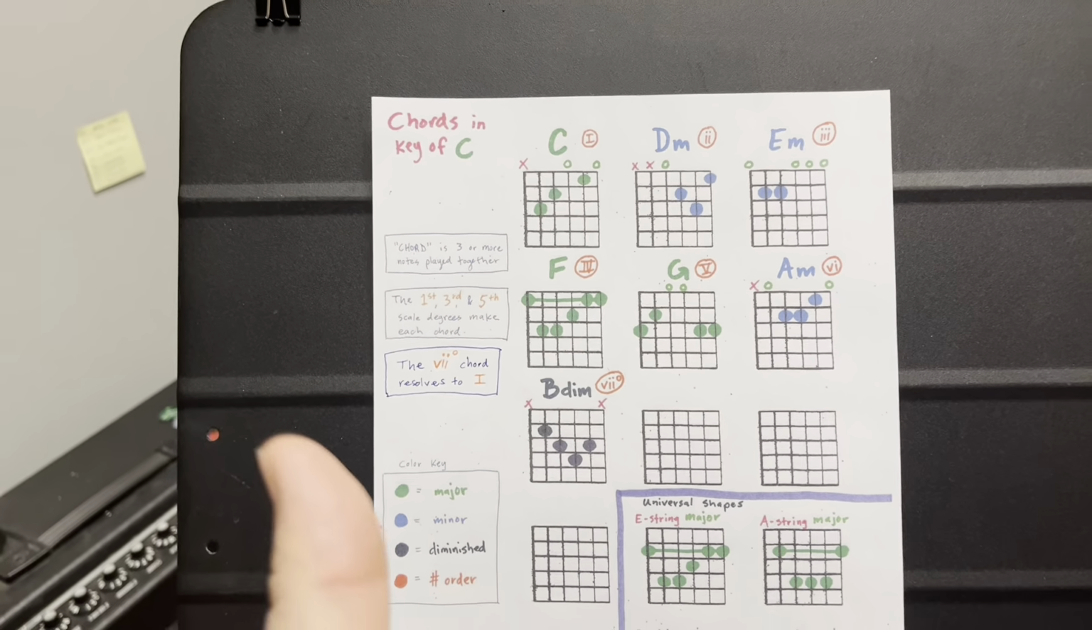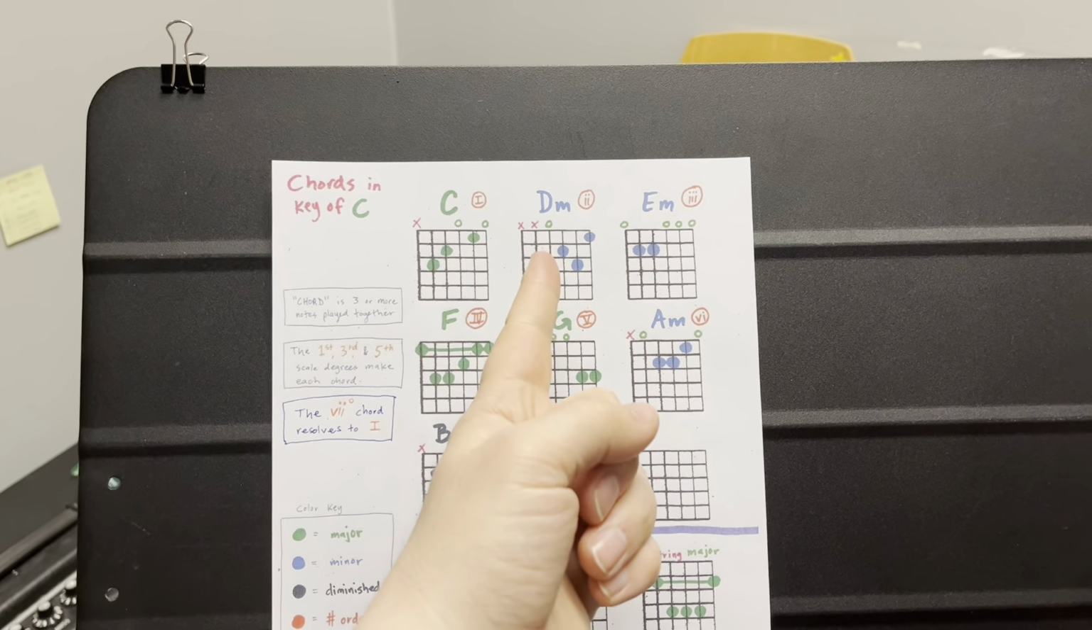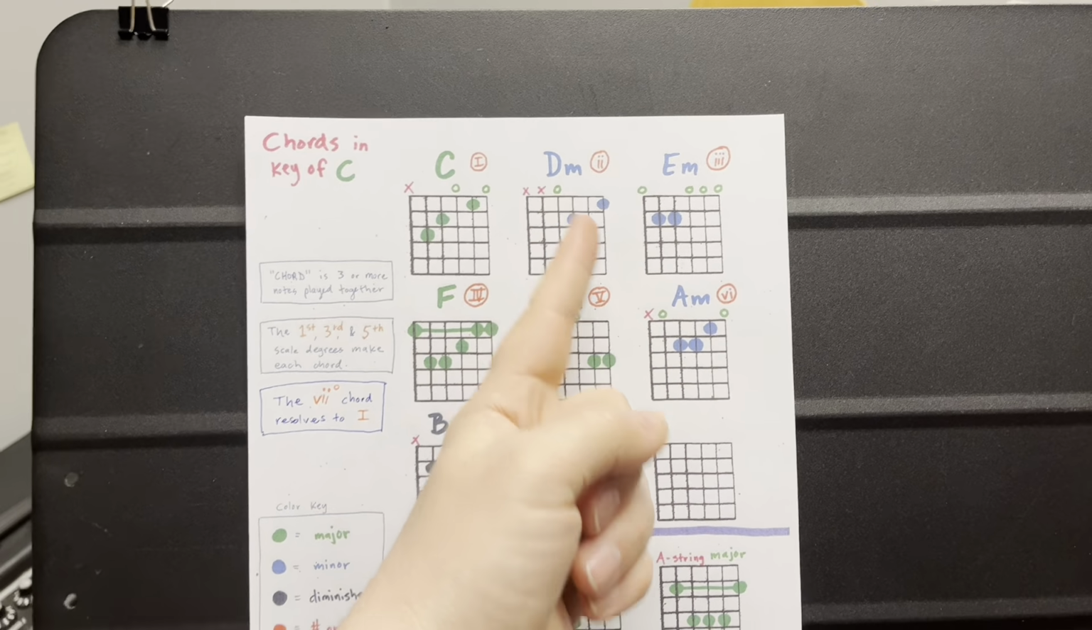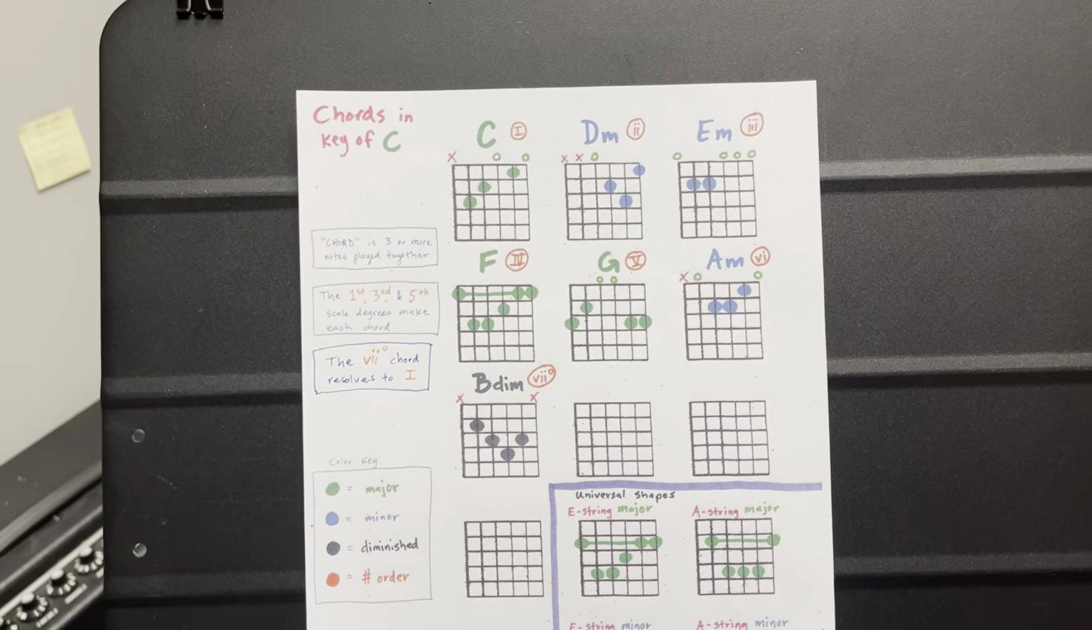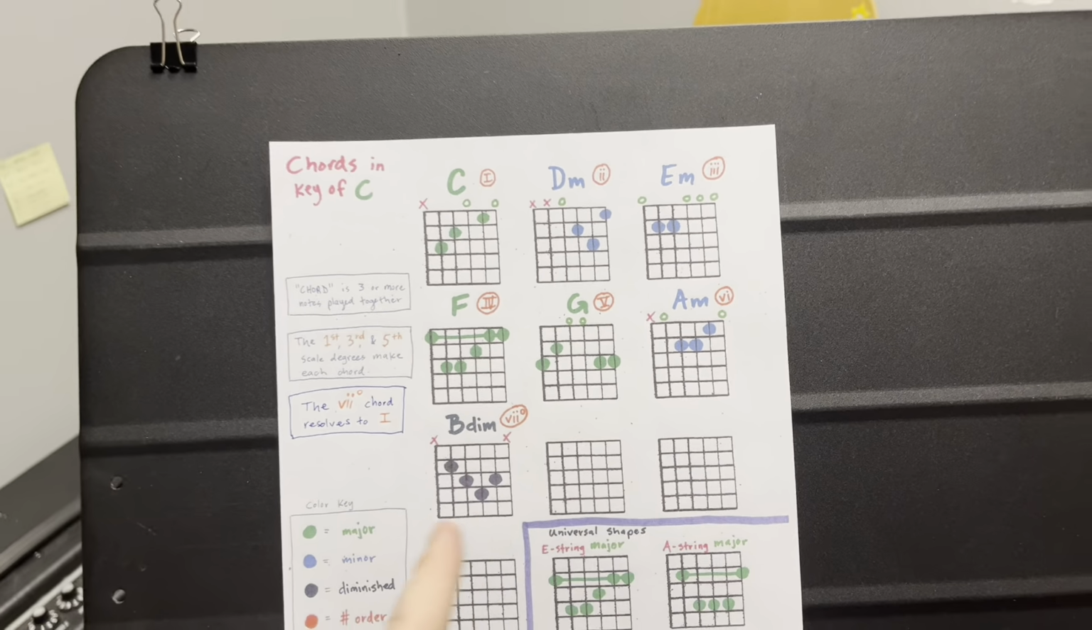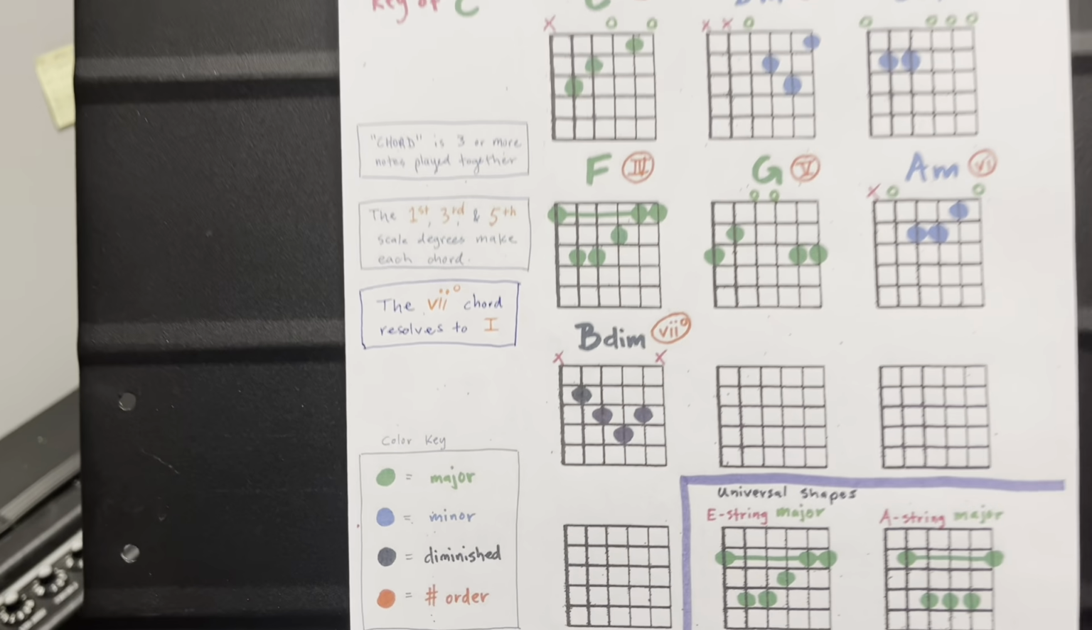So D would be the 1st degree of D minor, as you can see here with the open D note. And then the third degree would be F, and then the 5th would be A.